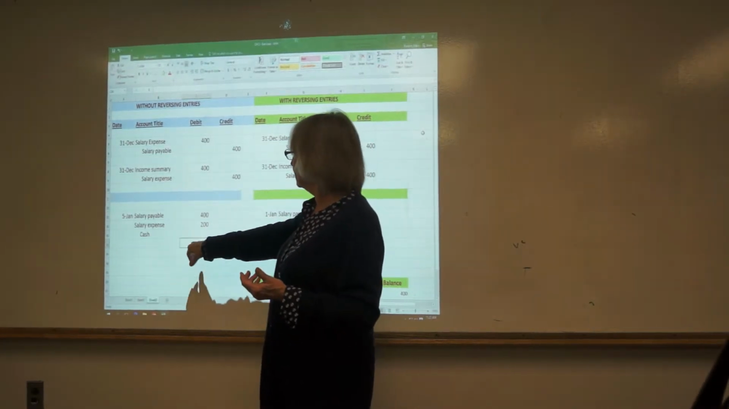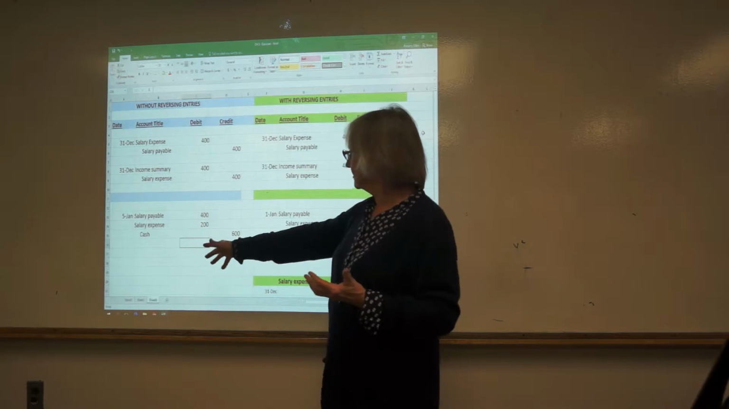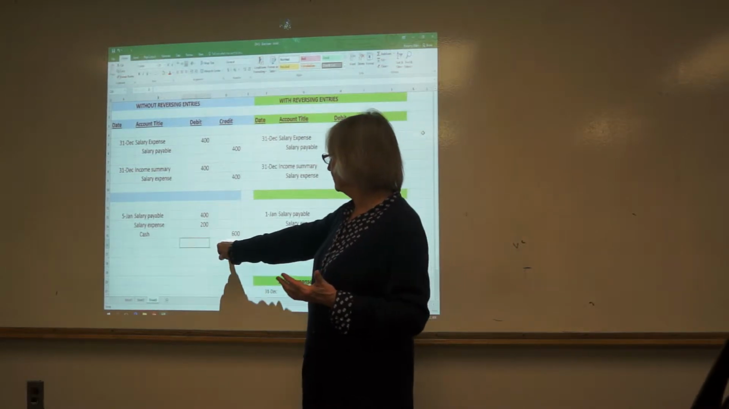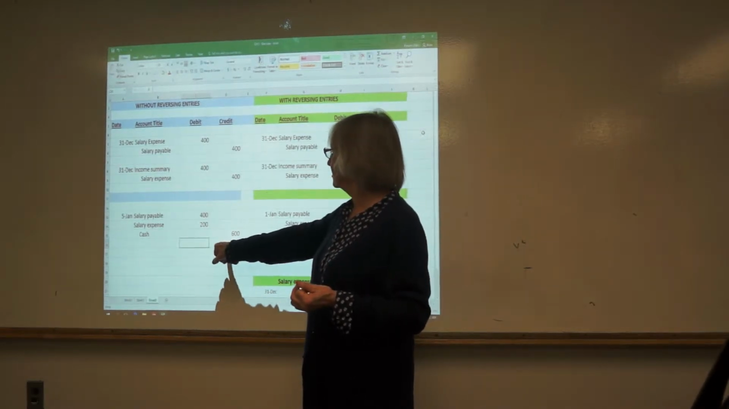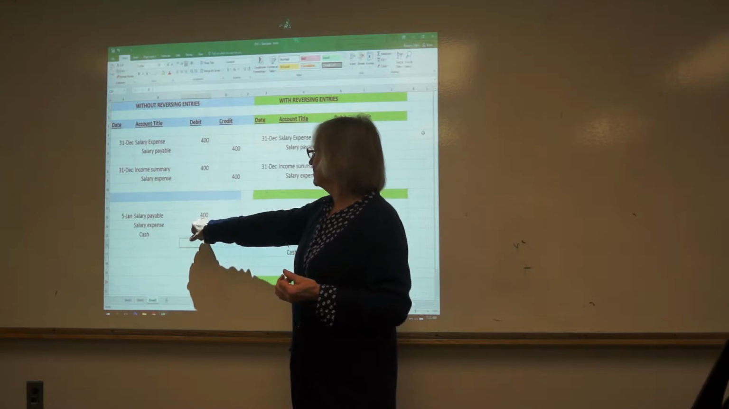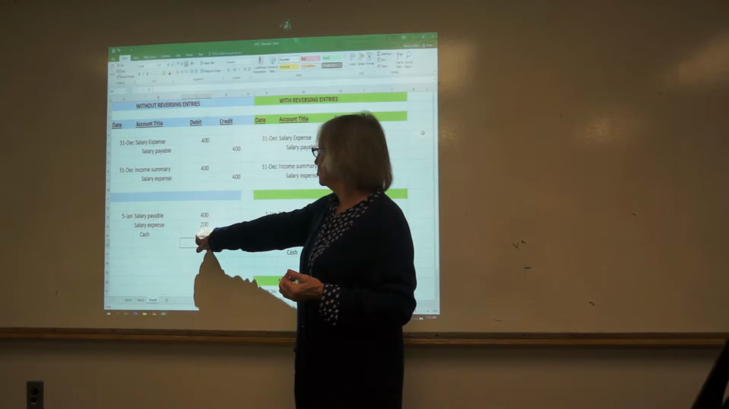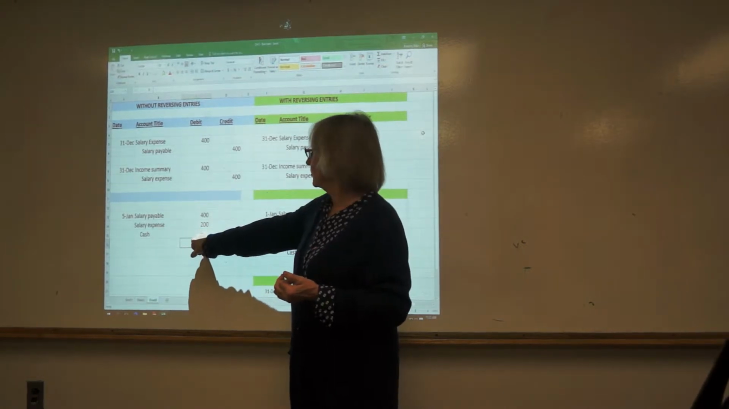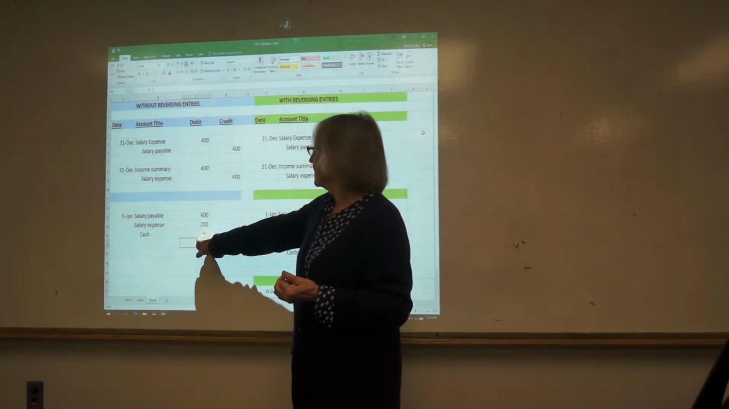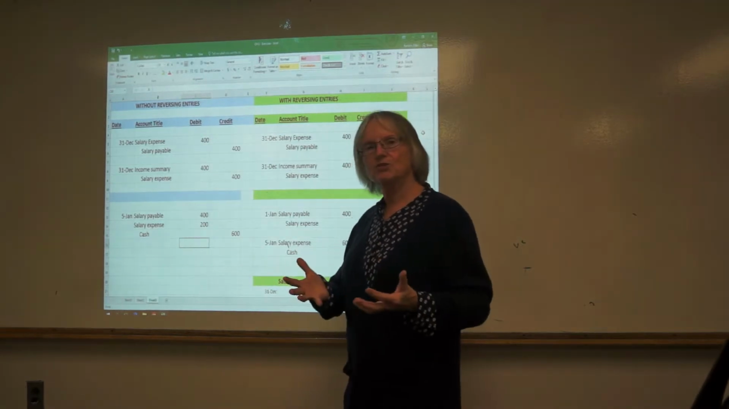Then come January 5th, the bookkeeper writes a check for $600. $400 of that goes back to the salary payable from last year. $200 is for salary expense so far for the first week of January. So that's what we have done so far.